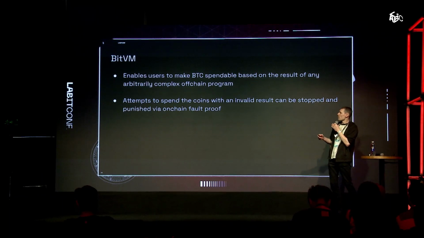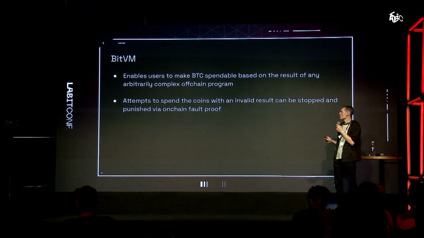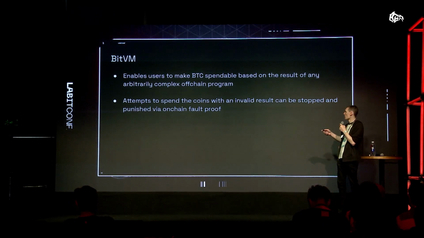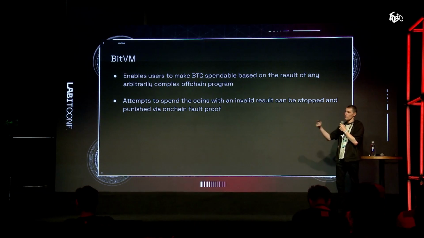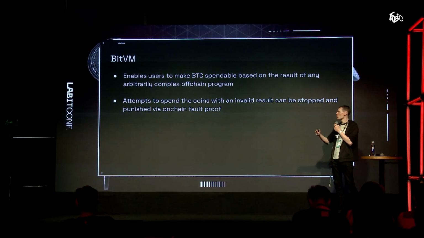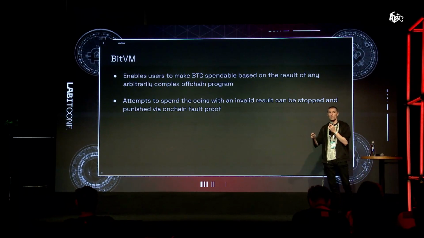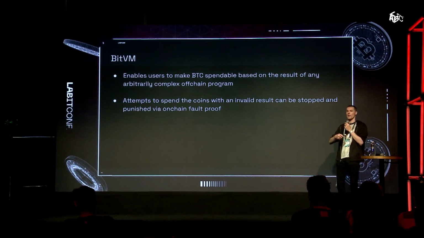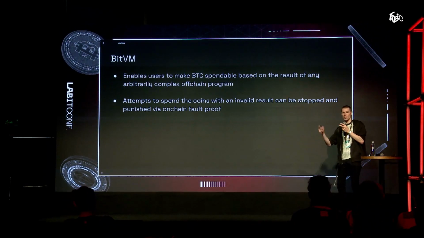So if one of the parties attempts to spend the coins with an invalid result of the program, then the other party can stop them and even punish them using an on-chain fault proof. This is kind of similar to Lightning, where if you try to close a channel with an invalid state, your counterparty can go on-chain and slash you using the justice transaction.